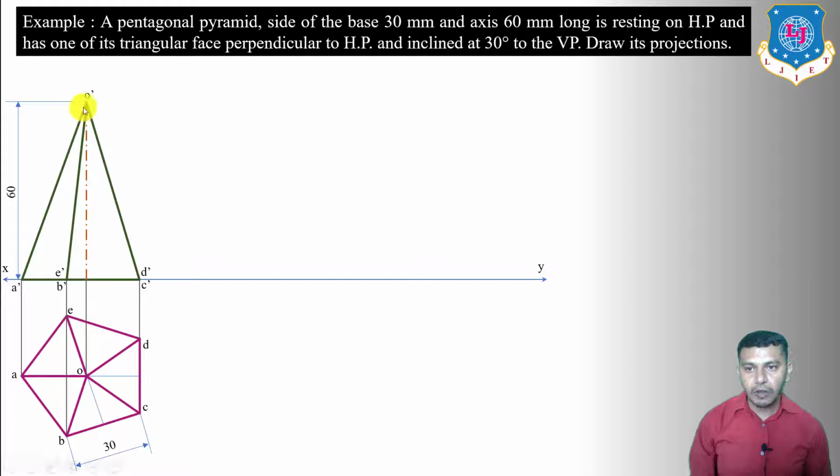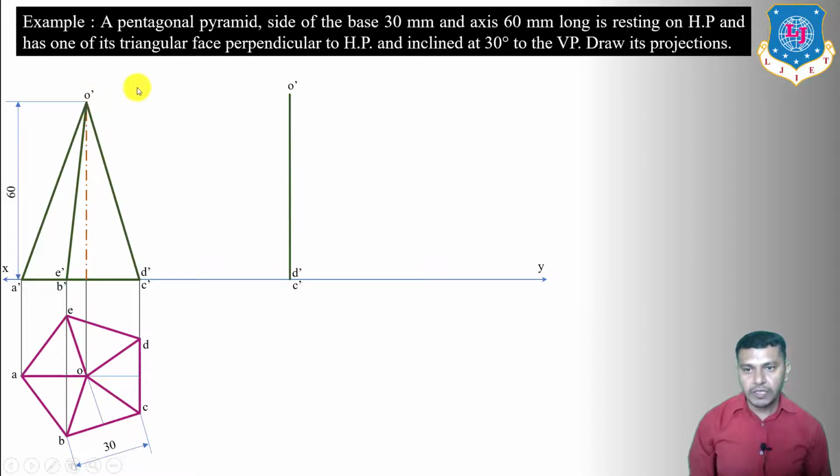If we want to make this triangular face OCD perpendicular to the horizontal plane, we have to make this O dash C dash D dash line perpendicular to the XY reference line. So now draw a line. This is O dash C dash, and right now you can see that this is the triangular face O dash C dash D dash, and it is perpendicular to the XY reference line. That means it is perpendicular to the horizontal plane.